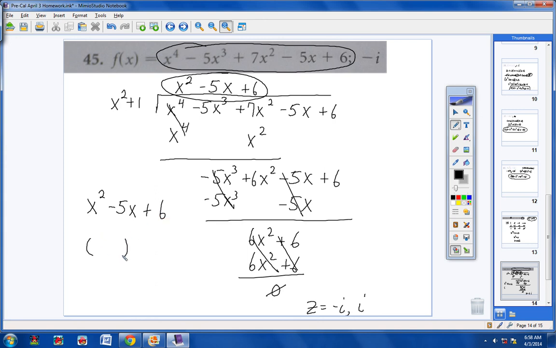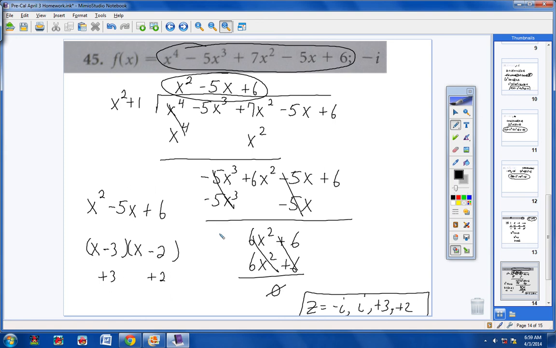What two numbers multiplied together give me a positive 6, when added together give me a negative 5? Well, a negative 3 times a negative 2 is a positive 6, and if you combine those you get a negative 5. So it looks like your other zeros will be positive 3, positive 2. So there we go. We did it. Positive 3, positive 2. Pretty good problem, by the way. Pretty good challenging problem. Okay?